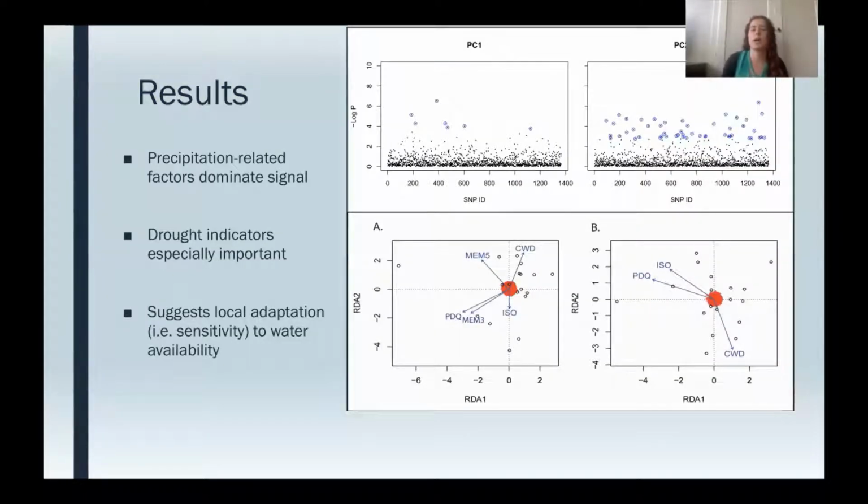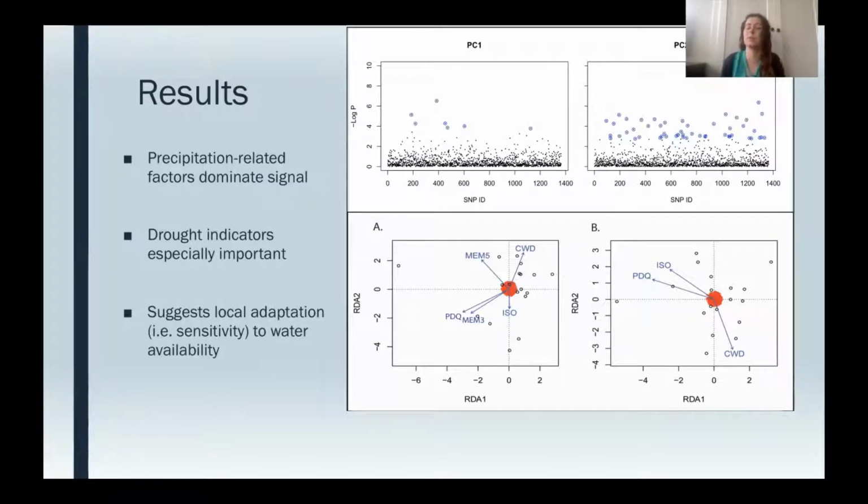So our results show that this signal of local adaptation in this species is really dominated by precipitation-related variables. In this top graph, what we see is PC1. In our latent factor mixed models, we use composite variables. We did a PCA to transform our variables. PC1 was driven almost entirely by temperature, and PC2 was driven almost entirely by precipitation-related variables. Here we find that for PC1, we have 7 outliers, whereas for PC2, we have 51 outliers. So we're seeing much stronger associations between precipitation-related variables and SNPs.